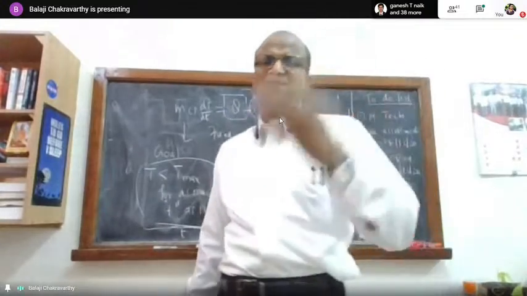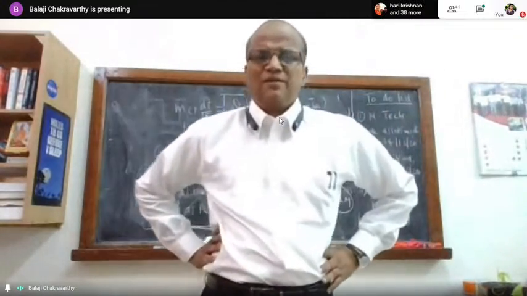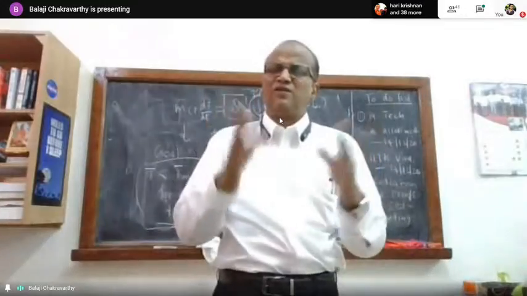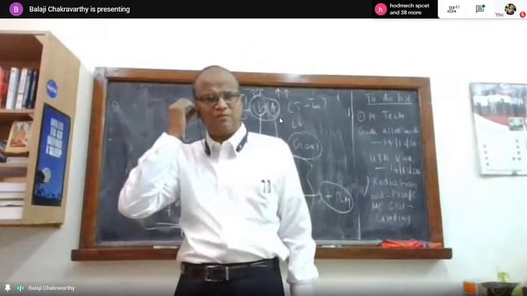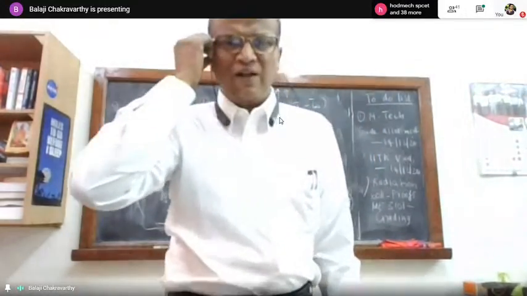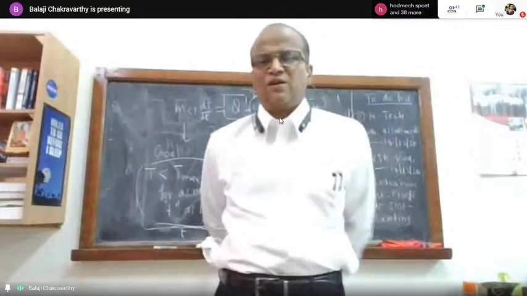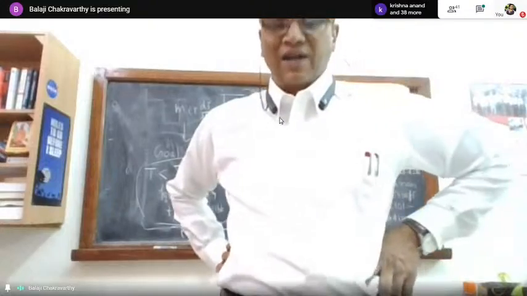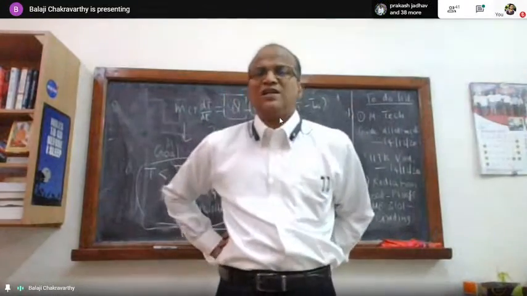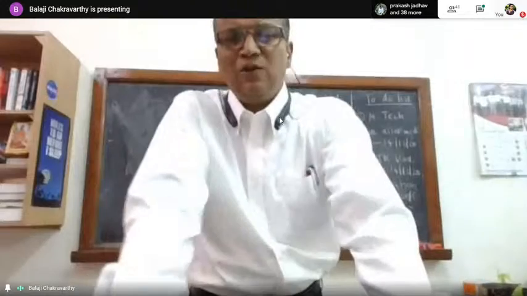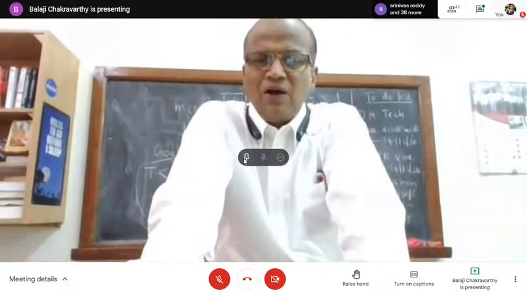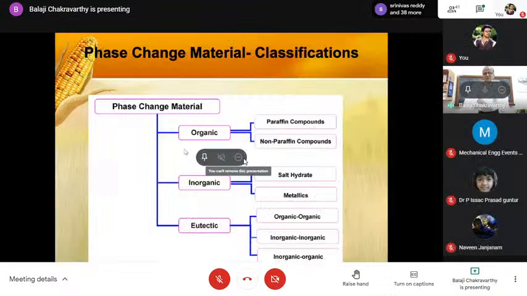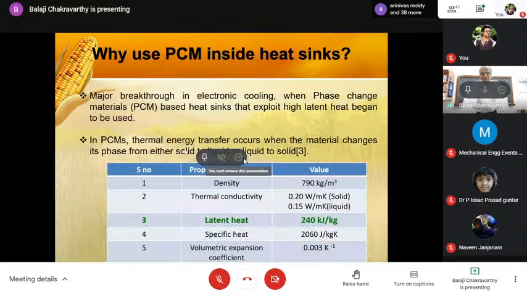All right. Now phase change materials can be classified. They can be organic, they can be inorganic, they can be eutectic. Paraffin is wax based. They are all organic, and some metallics can also be used. Salt hydrate is also a good PCM. Eutectic is basically a eutectic mixture. Organic, inorganic, so many combinations are there.